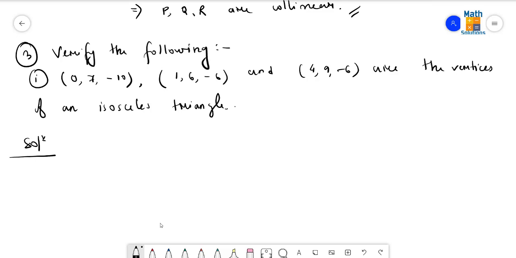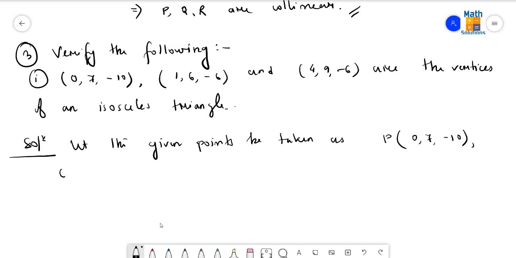So first of all, we have to assume these 3 points to be A, B, C respectively, or PQR. We shall be writing, let the given points be taken as capital P, 0, 7, minus 10, then capital Q, 1, 6, minus 6, and capital R, 4, 9, minus 6. Now let us find out what is PQ using distance formula.